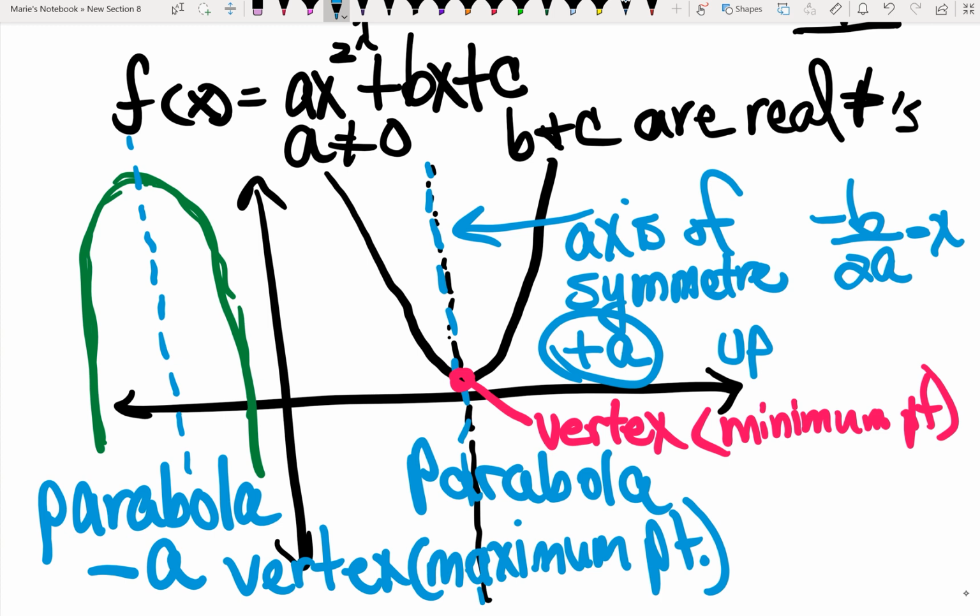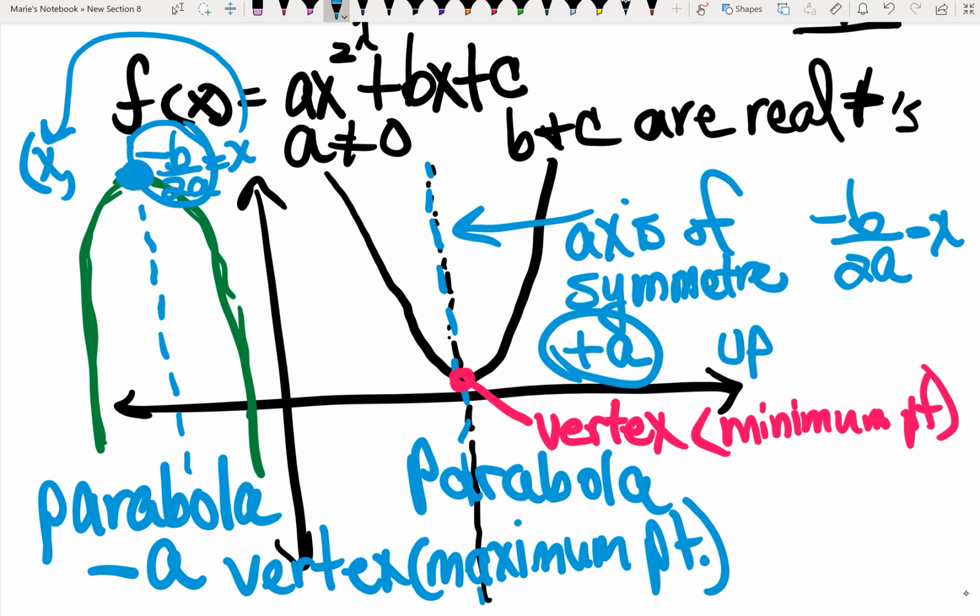Okay, and again, the axis of symmetry is found by using the formula negative b over 2a is equal to that x. And that x is also the x value of the vertex point. You could solve for the y by substituting the x that you obtained into the equation to obtain the y value that you're missing for the actual vertex.